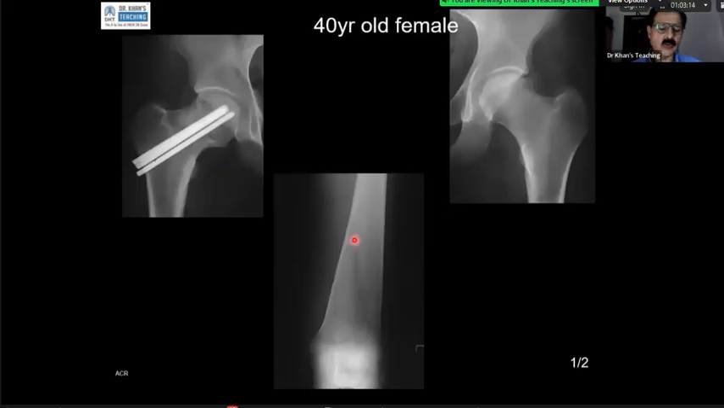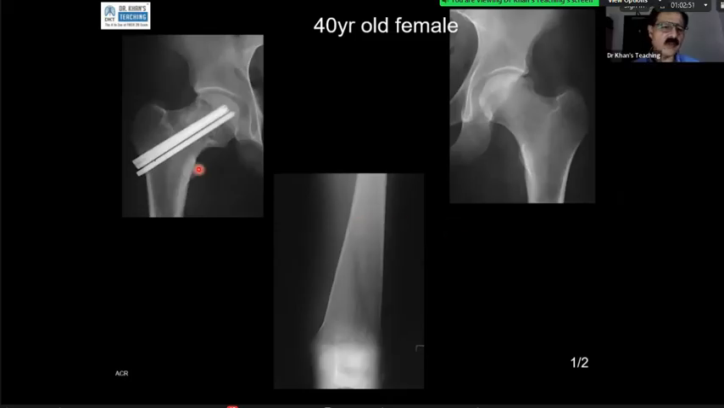Okay, now what kind of femur is this? Describe this. What word will you use for this femur? Shape of femur. The shape of the femur looks like an Erlenmeyer flask deformity. Excellent.